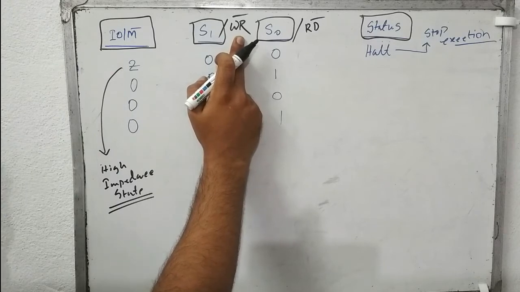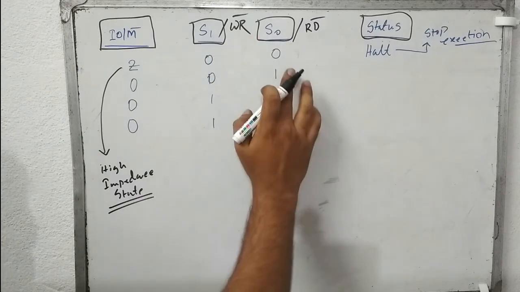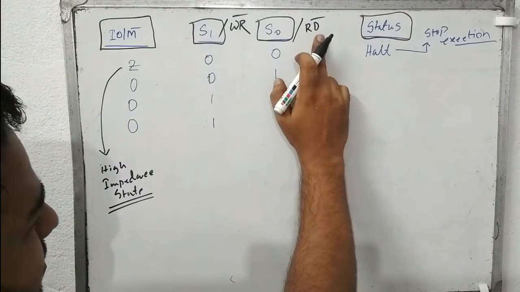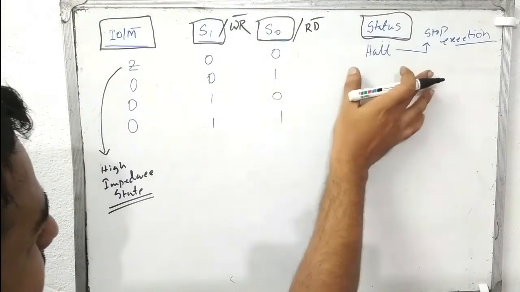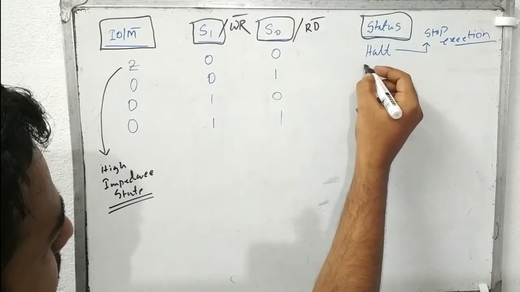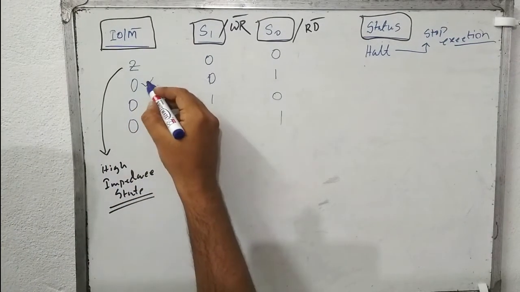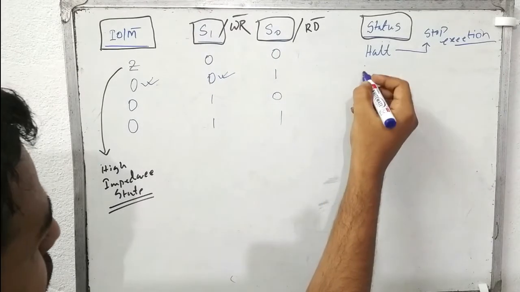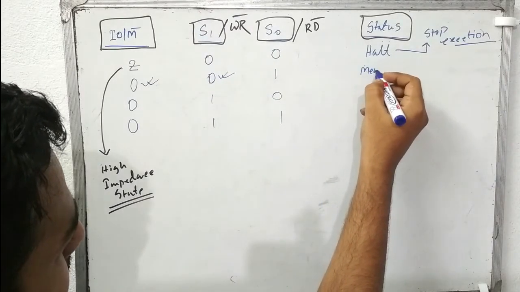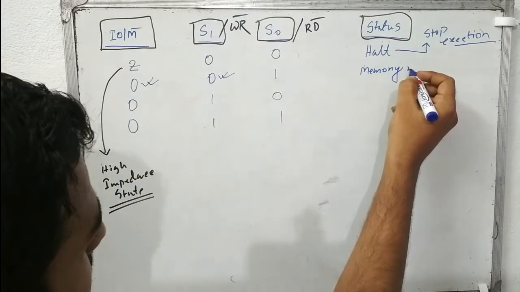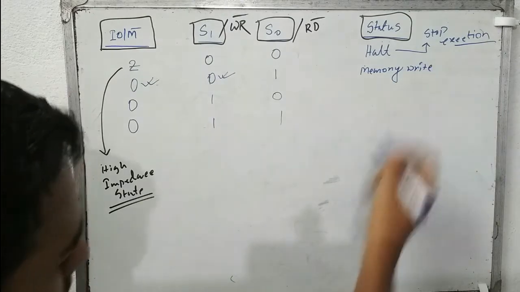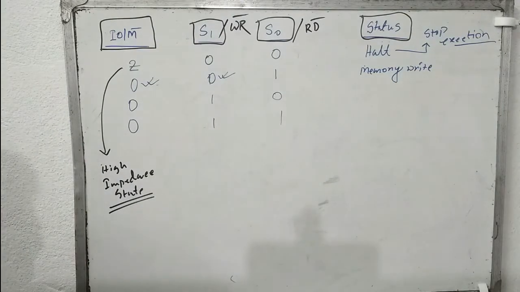So the write signal will be activated. As you can see, 1 is here, so the read signal will be deactivated. That means the status signal will be memory write, or you may say M write.